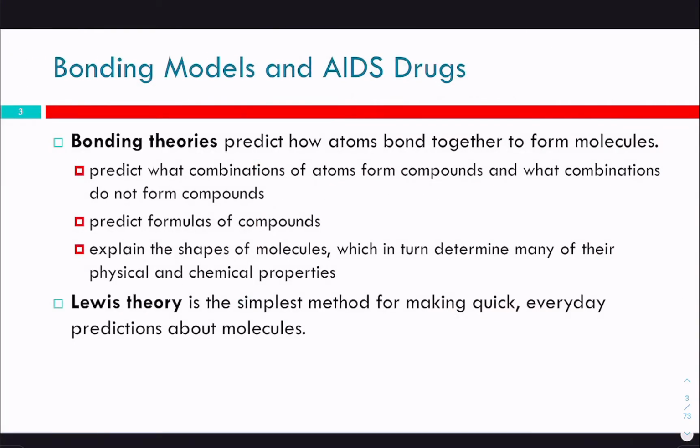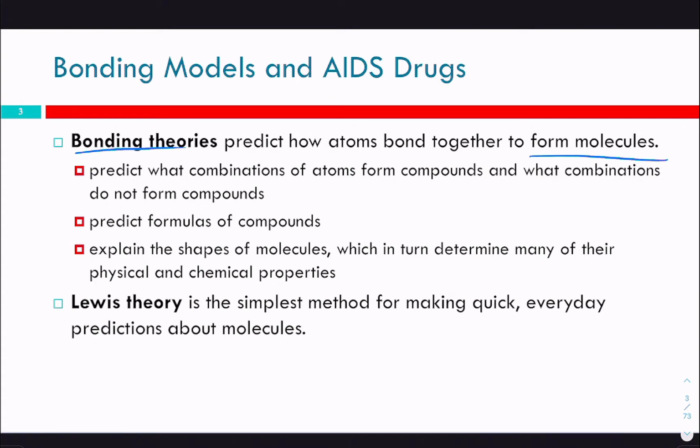So our bonding theories predict how atoms bond together to form molecules. We can predict what combinations of atoms form compounds, which we've covered a little bit with nomenclature, and we can also predict what combinations do not form compounds. At the very basic level, this has to do with those valence electrons. And then later in the chapter, we'll get to how these bonding theories can explain the shapes and how the shape then affects chemical properties.